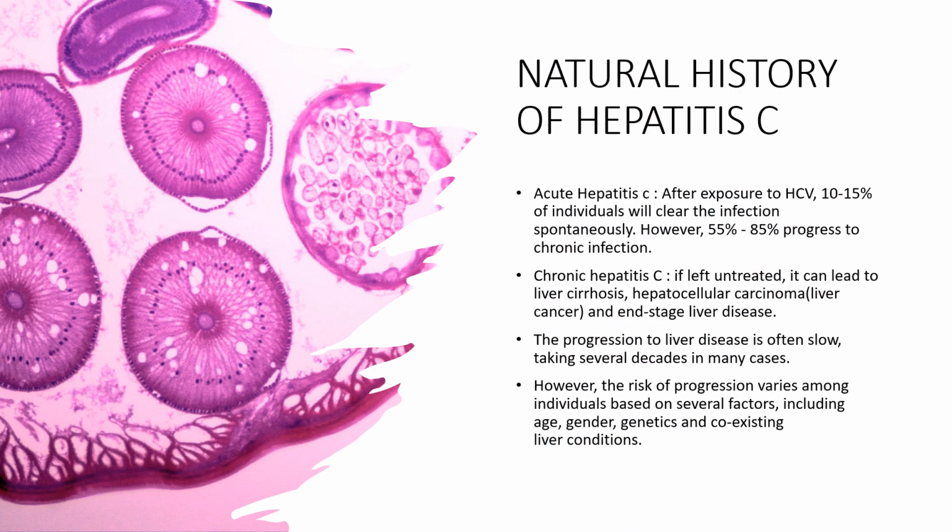After exposure to the hepatitis C virus, about 10 to 15% of individuals will clear the infection spontaneously. However, the remaining 55 to 85% will progress to chronic infection. And this chronic infection, when left untreated, can lead to liver cirrhosis and HCC, and eventually end-stage liver disease. The progression from acute to chronic and to end-stage liver disease varies among individuals based on several factors like their age, genetics, and coexisting liver conditions.